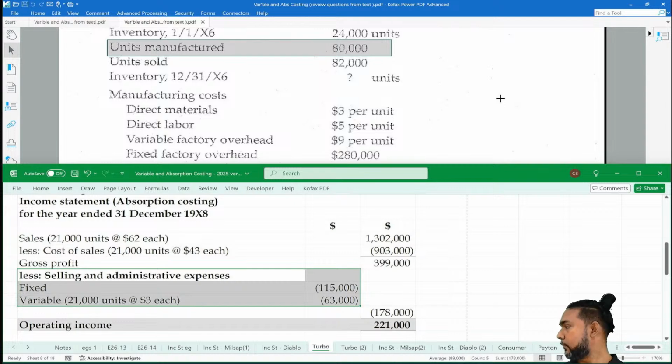Chris, you just want the variable costing income statement? Well, I want both of them: the absorption costing first, then the variable. The one at the bottom of the screen is a little example of a previous question we did under absorption costing. So we'll do absorption costing for the question we're doing, and then we'll do variable costing after.